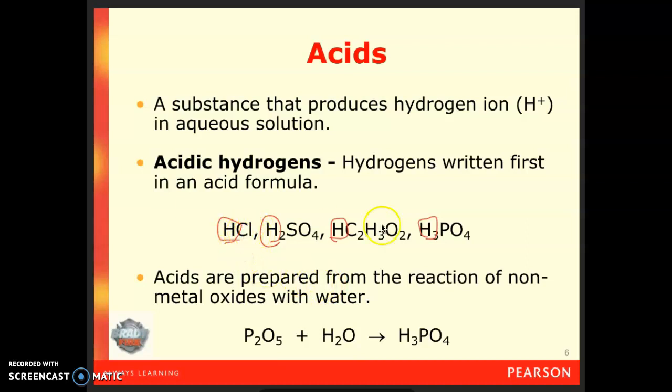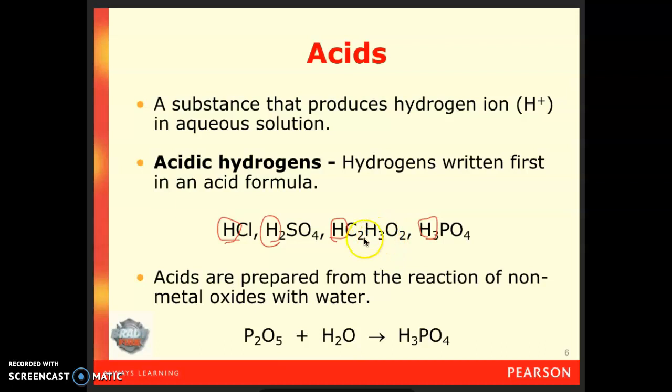And what's interesting about these is that even in compounds and substances that have other hydrogens in them, we will still see that acidic hydrogen put out first to let us know that there is one acidic hydrogen in this compound, and the other three hydrogens here are non-acidic.